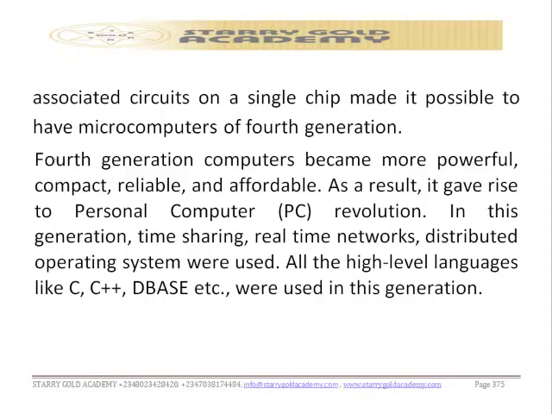This made it possible to have microcomputers of the fourth generation. Okay, so the fourth generation of computers became more powerful, compact, reliable, okay, and affordable. As a result, it gave rise to the personal computer, that is PC revolution. In this generation, time sharing, real-time networks, and distributed operating systems were used.